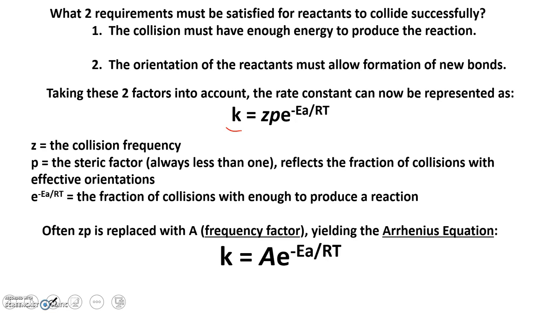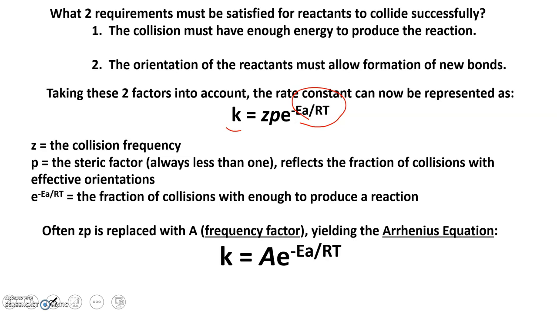P is just a steric factor. It's always less than 1. It reflects the fraction of collisions with effective orientations. That's not a number you're going to have to memorize or know or anything like that. And then the exponent of the exponential function is the fraction of collisions with enough energy to produce.